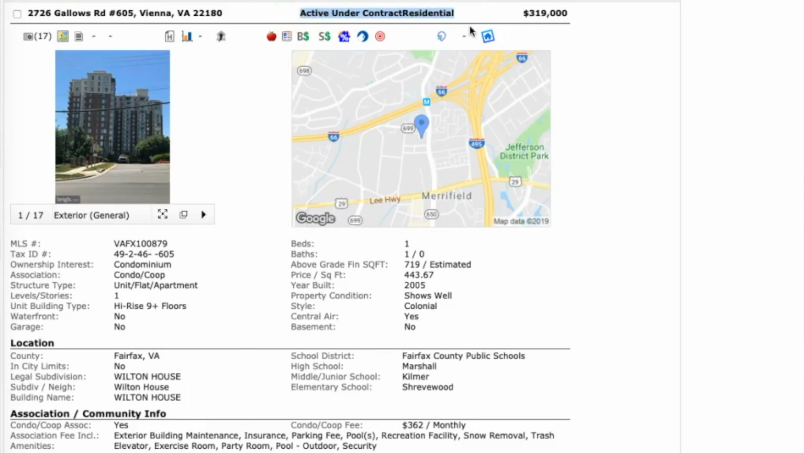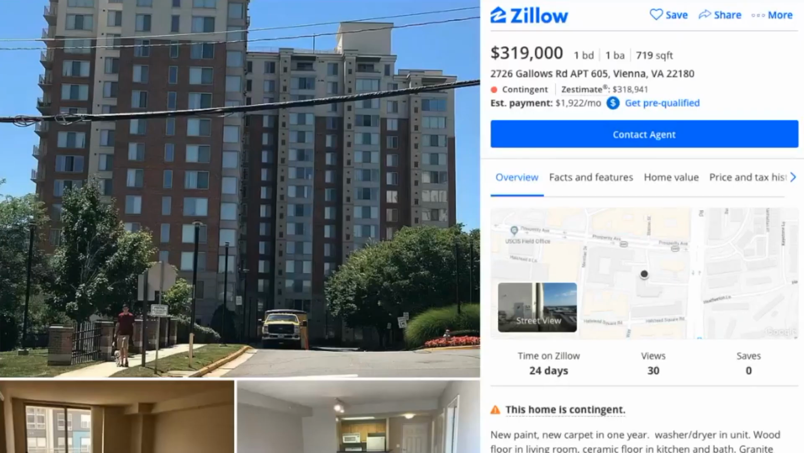Now if we go to some of the other websites, I'm going to pick the 3 most popular ones. We'll start with Zillow. Zillow shows this property as contingent, and most people don't know what that means. It says contingent there, and it says this home is contingent here. Unfortunately, it also shows the red dot. While this is technically correct, it's active under contract, but the contract has contingencies. It shows up in the active list, which confuses a lot of consumers.